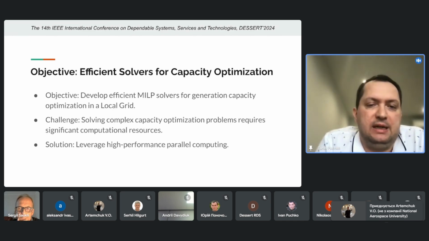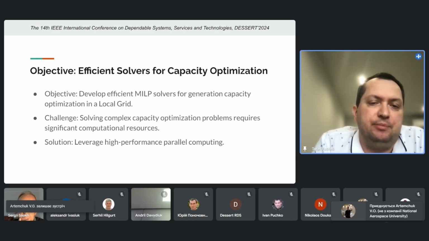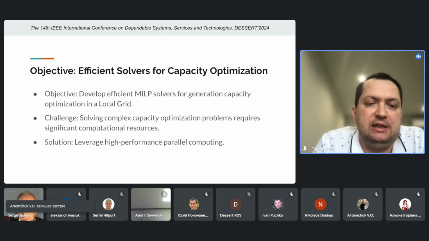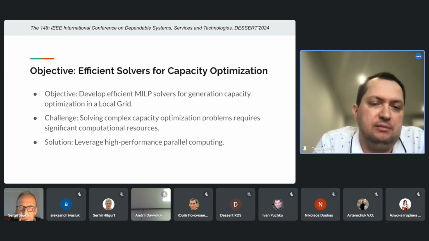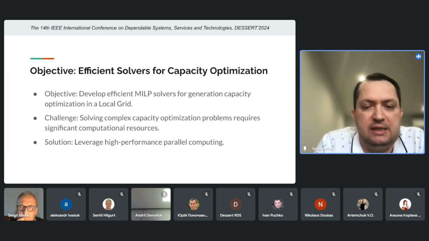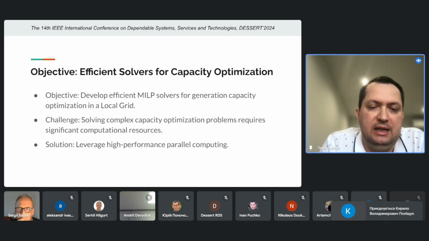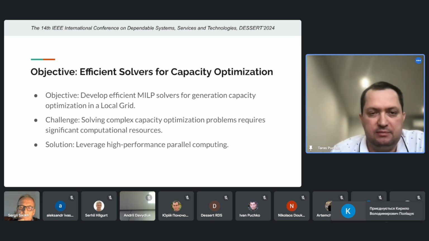The goal of this study is to develop mixed-integer linear programming solvers that can efficiently solve the problem of optimizing generation capacities in a local grid while minimizing computational resource consumption. Given the complexity of these optimization problems, effective solutions can only be achieved through the use of high-performance parallel computing. This made the research and development of parallel methods and algorithms for optimizing the structure of generation capacities in a local grid an extremely relevant and timely task.